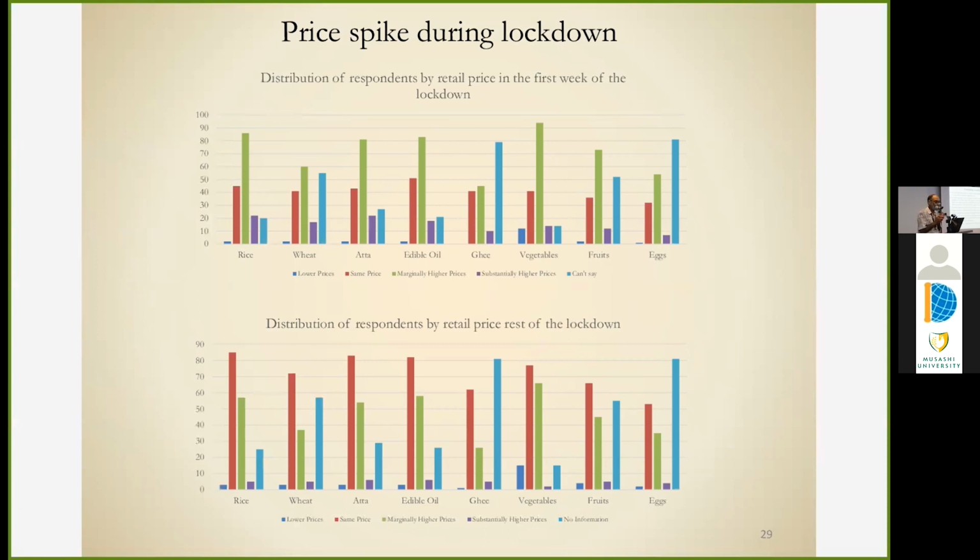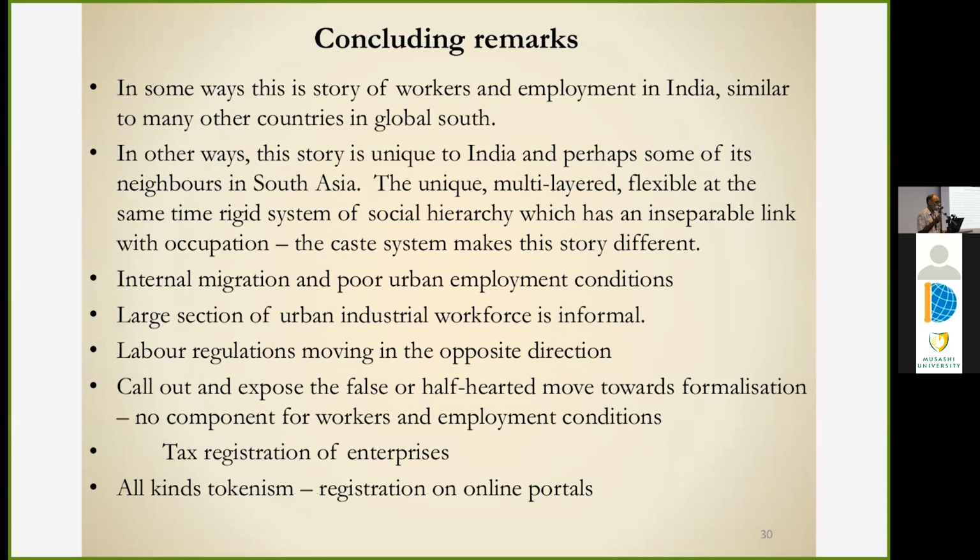Okay. Now, in conclusion, I would like to say, and I think the previous speaker spoke about it, the whole effort at formalization is at the enterprise level. GST, tax, and so on and so forth. And the formalization of working conditions, the labor regulations, is moving in the opposite direction. Now we have online portals where registration happens. So we start declaring that formalization is happening, but this is tokenism. It's taking us nowhere. And in the coming surveys, we'll know hundreds of workers are registered, but it makes no difference to their life.